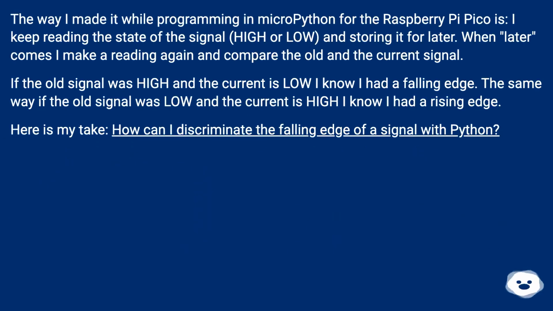The way I made it while programming in MicroPython for the Raspberry Pi Pico is, I keep reading the state of the signal, high or low, and storing it for later. When later comes I make a reading again and compare the old and the current signal. If the old signal was high and the current is low, I know I had a falling edge. The same way, if the old signal was low and the current is high, I know I had a rising edge. Here is my take: how can I discriminate the falling edge of a signal with Python?